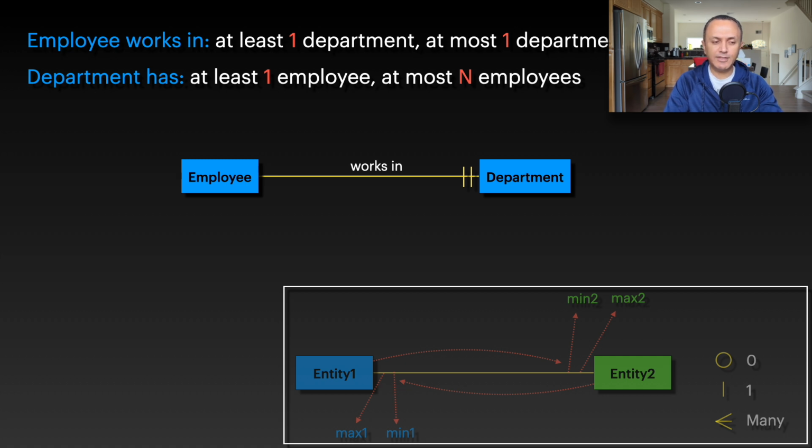Going from the other side, department has minimum 1 employee, maximum n or many employees. So the minimum is 1, maximum is many, which is the crow's foot symbol. We're going to put it like that. So again, this illustrates the same information, but in a different way.